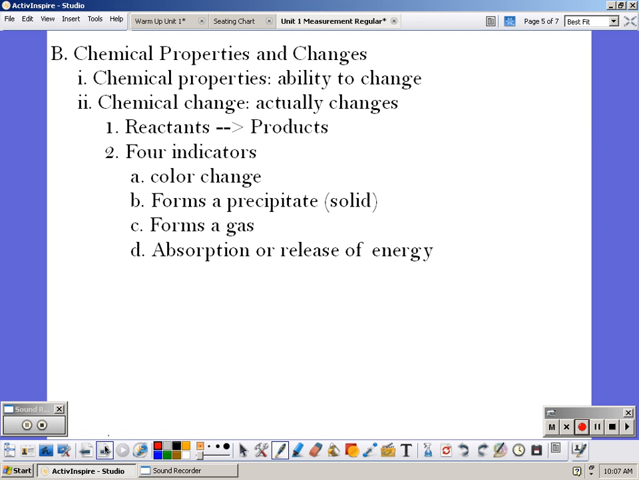There are 4 indicators of a chemical change. Color change, so going from red to blue or red to white, you're actually changing the color. Forming a precipitate, which is a fancy word for new solid. Forming a gas, which you typically see as bubbles, or absorbing and releasing energy. Absorbing energy is called endothermic, and the release of energy is called exothermic.